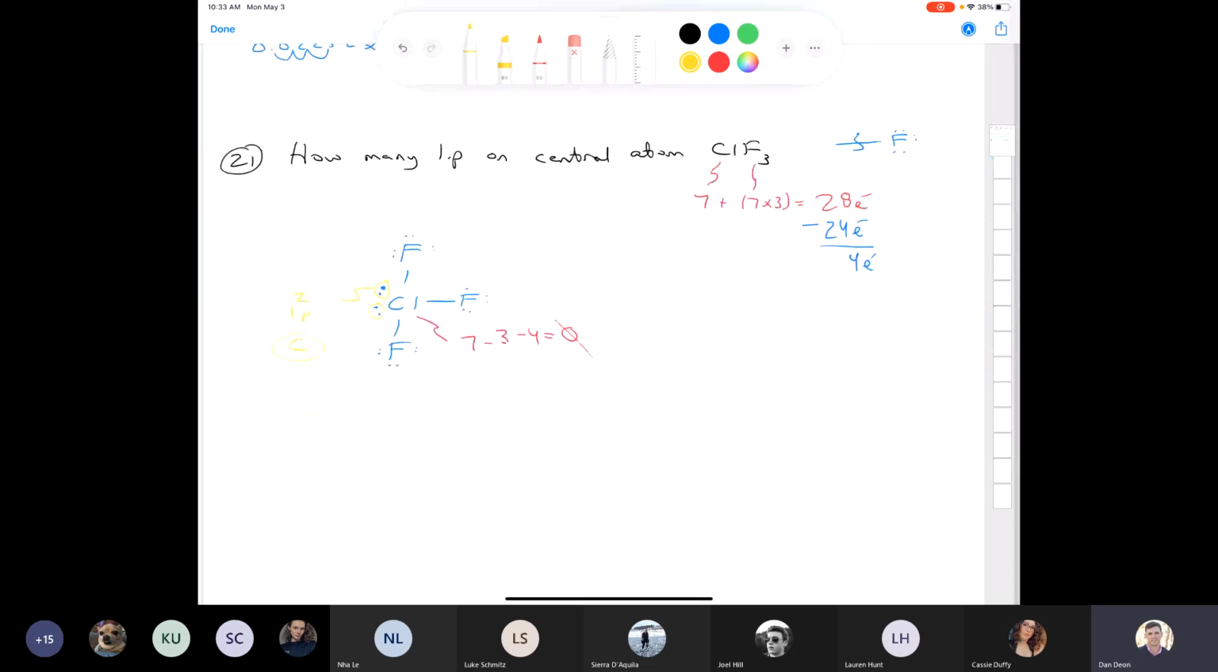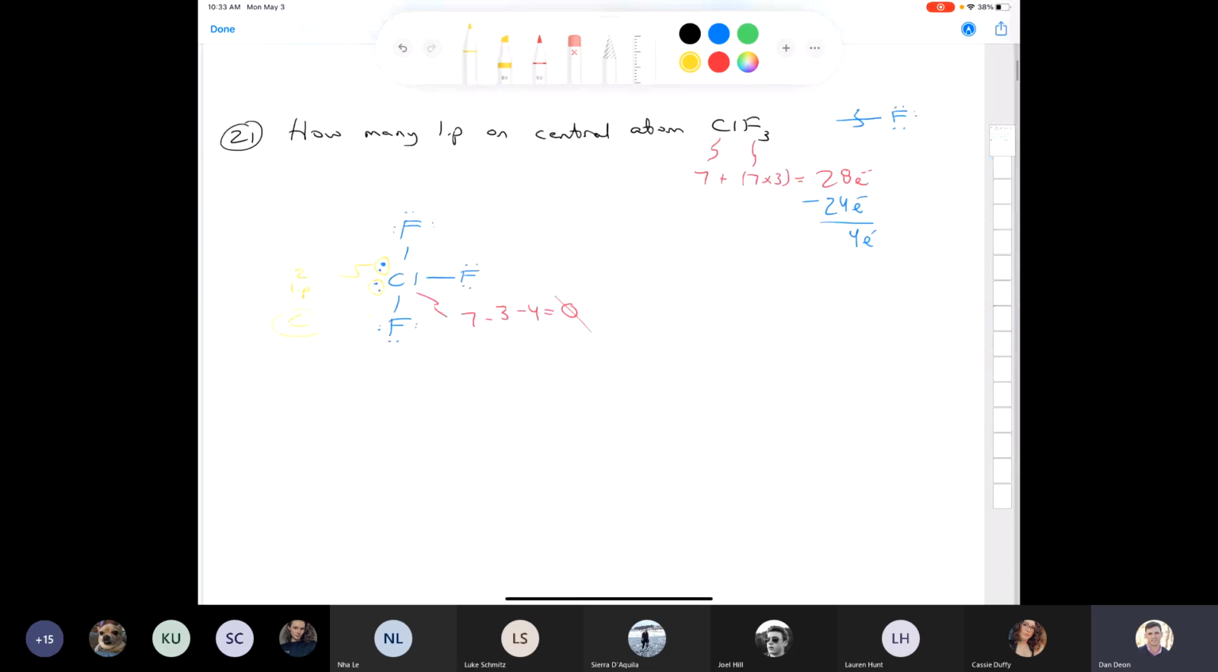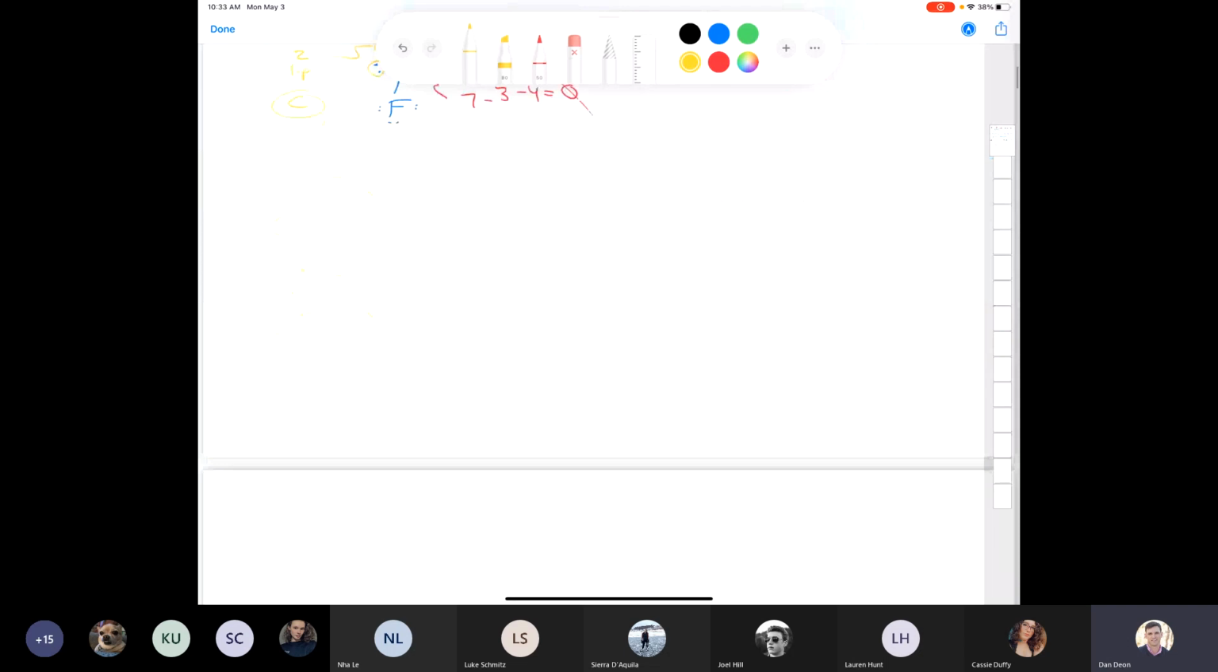Let's move on to question 22. It says, how many sigma bonds and pi bonds are in this molecule? Oh, this one's a tough one to answer on Microsoft Teams, but I'll do my best. I'll redraw the molecule for you here. Just give me a couple seconds here to duplicate this.